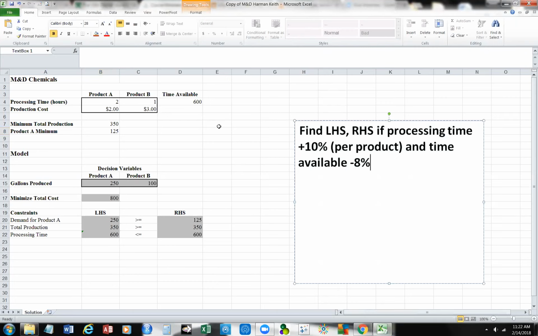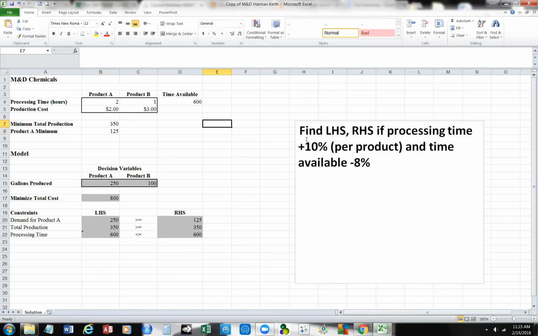Okay. Now, what I would do is set up a label and then a value for each of these and run them, because we already have a solution on this. But let's see what happens if processing time goes up and the time available goes down. Now, I want you to notice something.